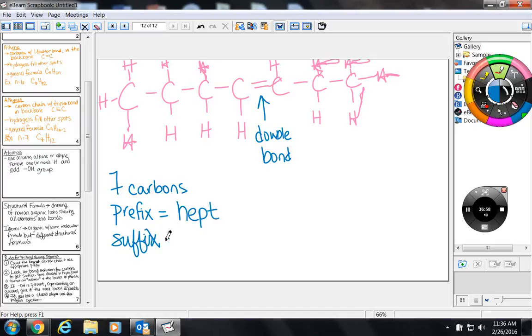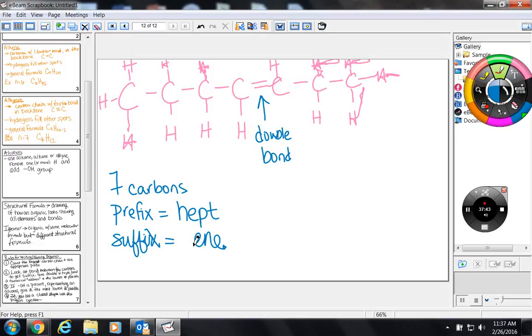So you name it based off the bonds. But I have to give this double bond an address. I have to give it the lowest number possible. But I name it based on the location of the carbon, because it's an alkene. Double bond is alkene. Remember, single bond is alkane, so it gets the ending of "ane." Double bond is alkene, so it gets the ending of "ene." All right, so I want to give it the lowest number possible.